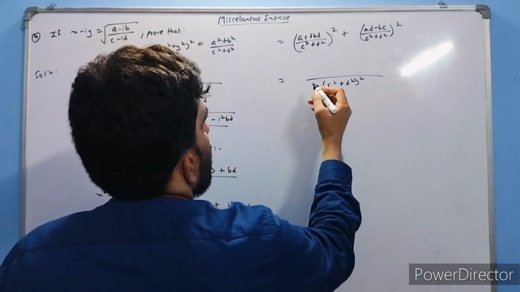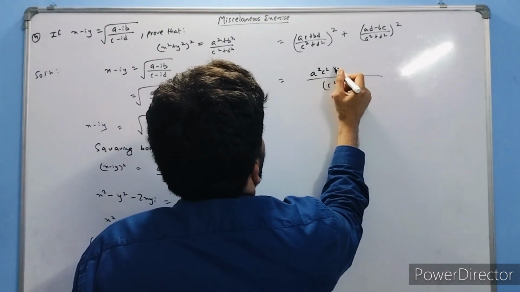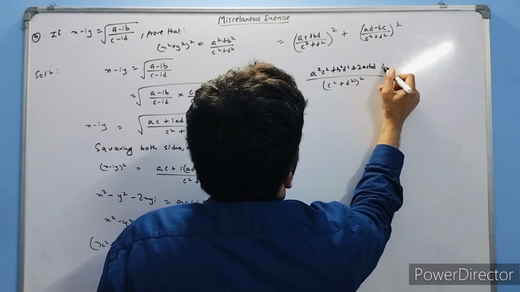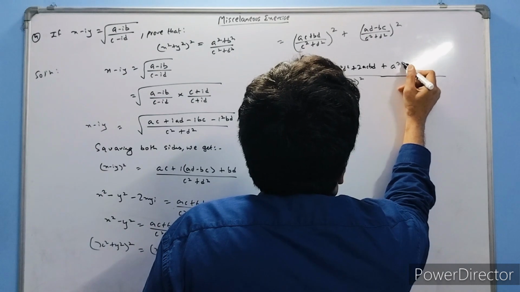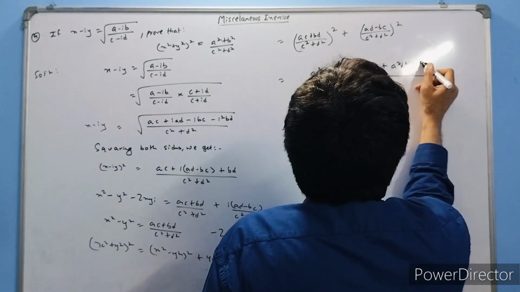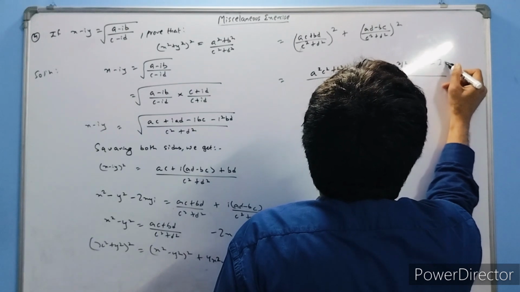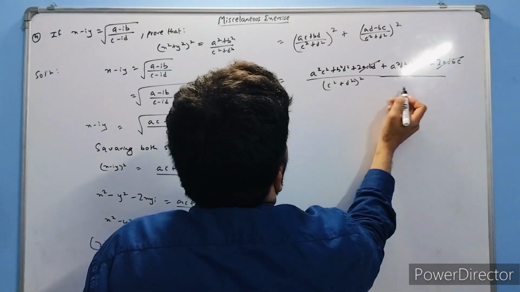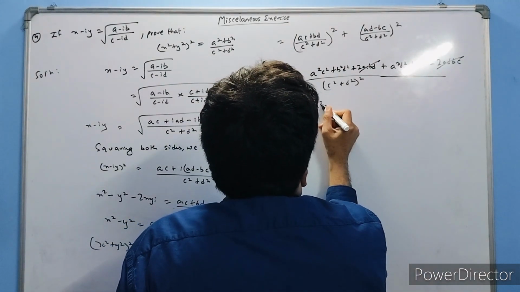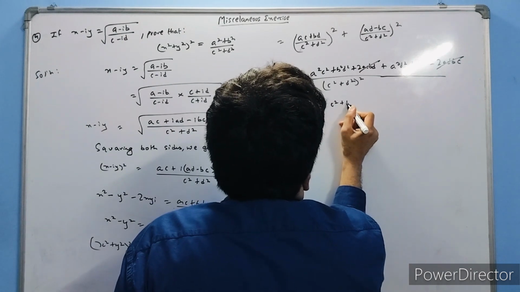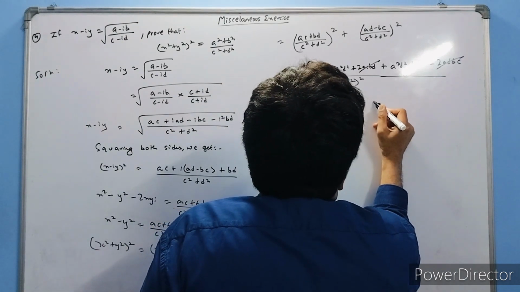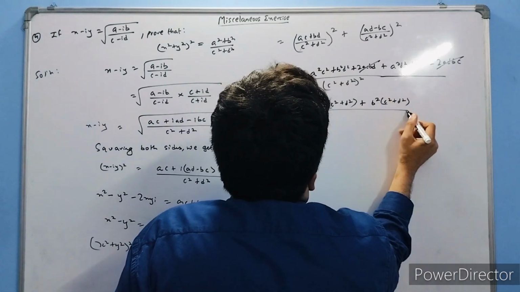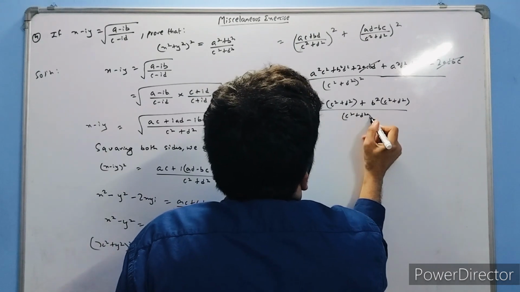Now let us try to solve this. We got A square C square plus B square D square plus 2ACBD plus A square D square plus B square C square minus 2ADBC. We'll reduce this. Okay, so now we'll take A square common here, so we have C square plus D square, plus, we'll take B square common, so we have C square plus D square, upon C square plus D square whole square.